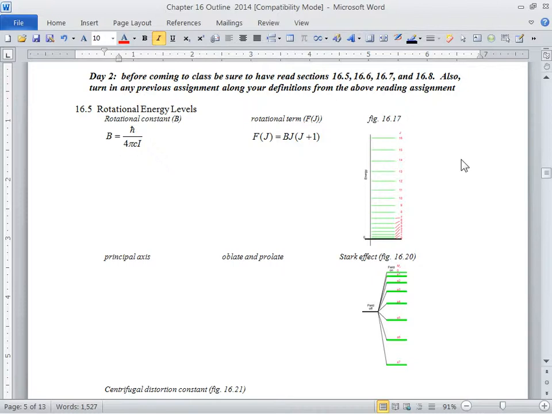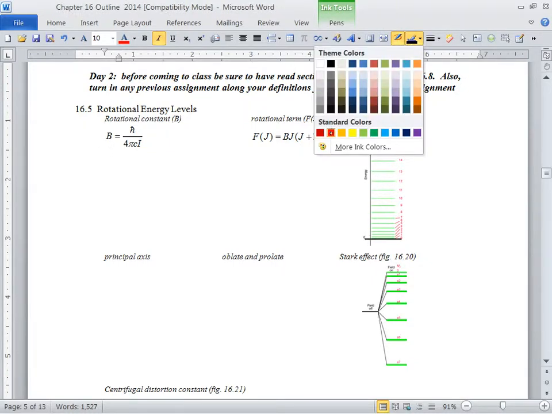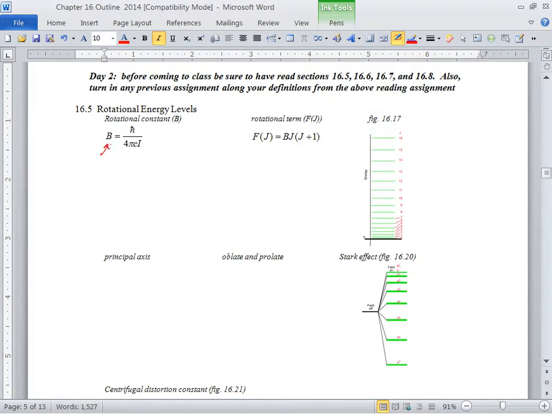we have a rotational constant term. B is h bar over 4 pi c I. Now there are some conventions here. This has units of centimeters to the -1. And we're not supposed to say centimeters to the -1. We're supposed to call that unit a wave number.